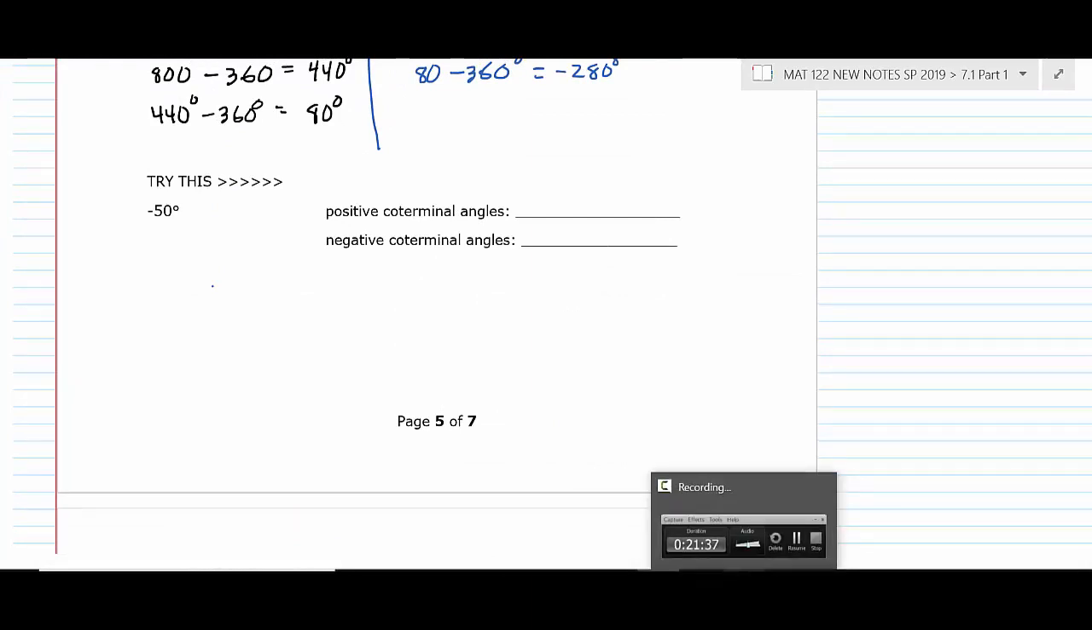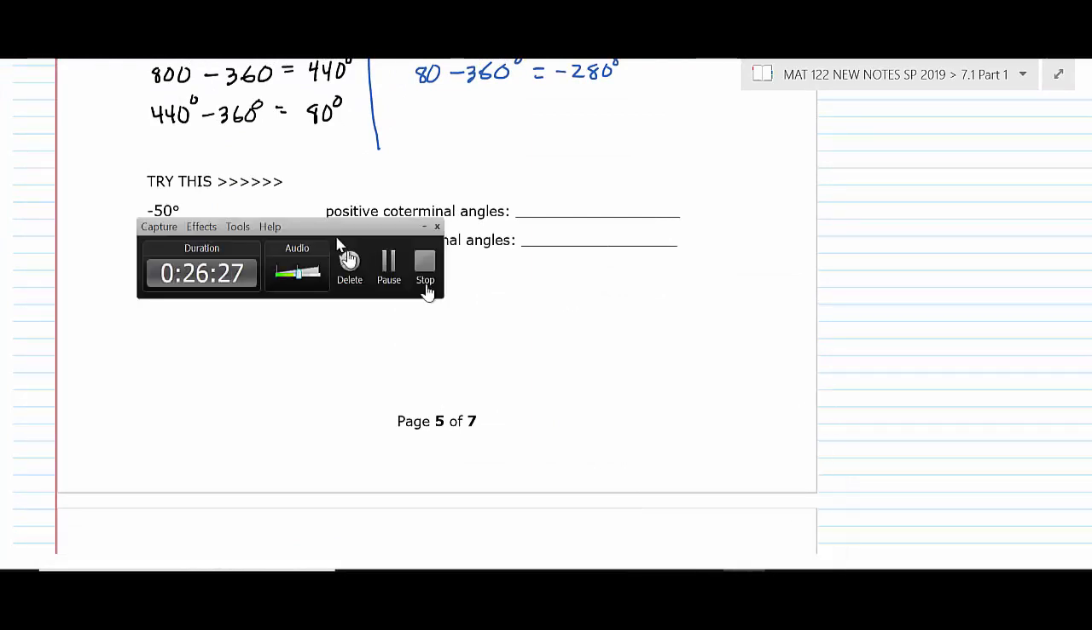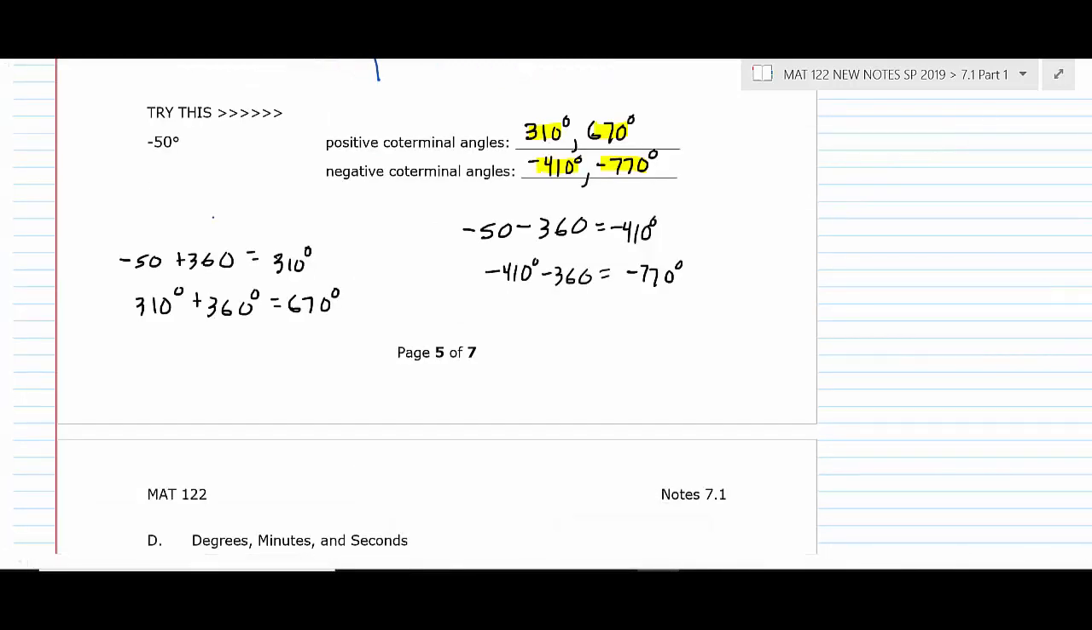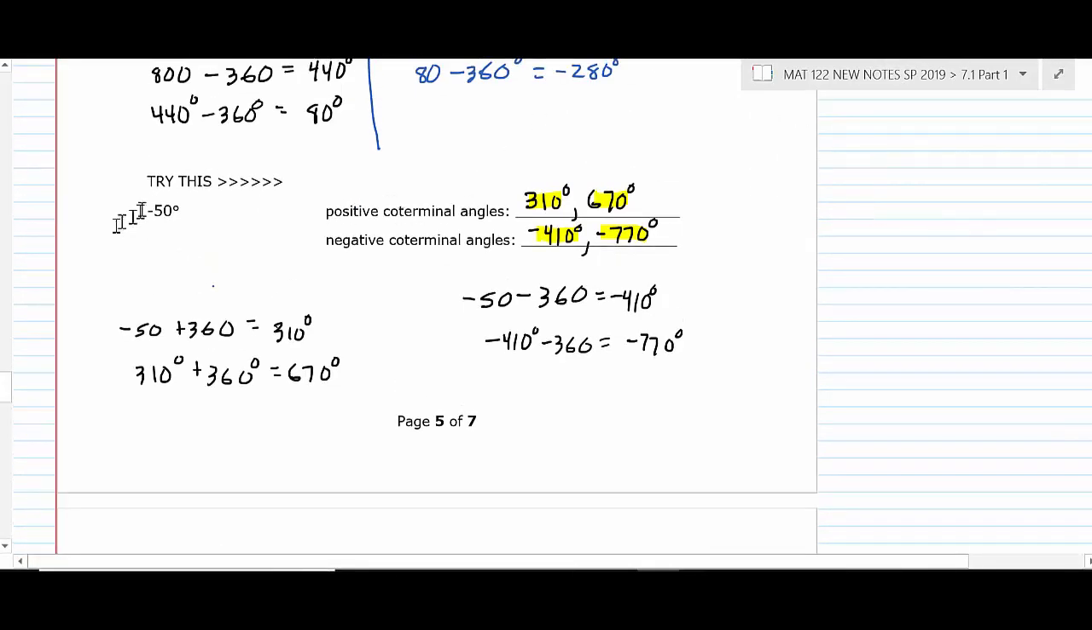I'll give you a few minutes to do that, and when you're done, come back and start the video to see if you did it right. Okay, so if you did this correctly, this is what you should have got. Just add 360 to the negative angle, you get 310. Add 360 to 310, you get 670. To get your negative angle, subtract 360, so you get negative 410, negative 770.